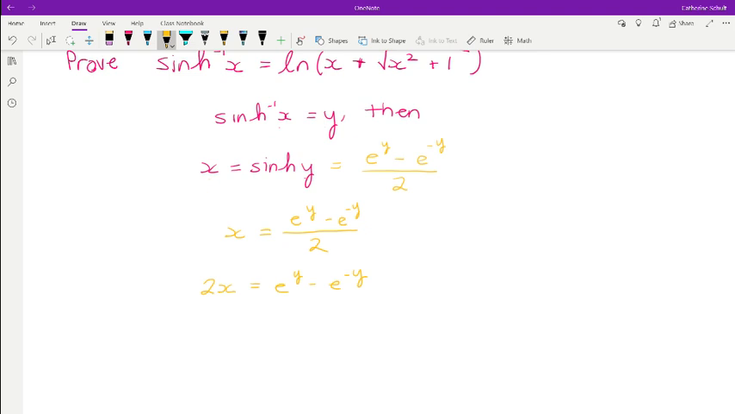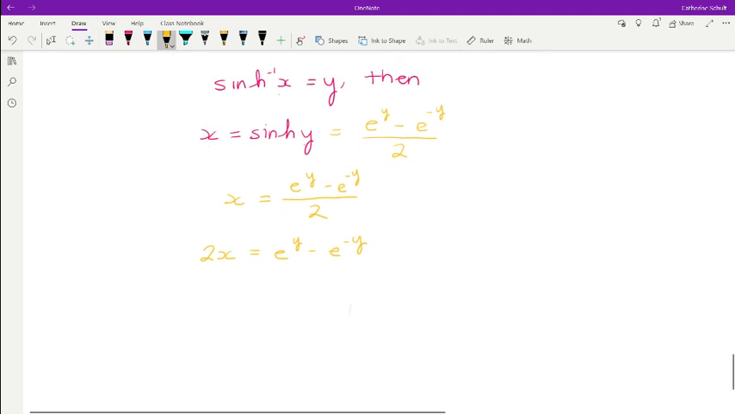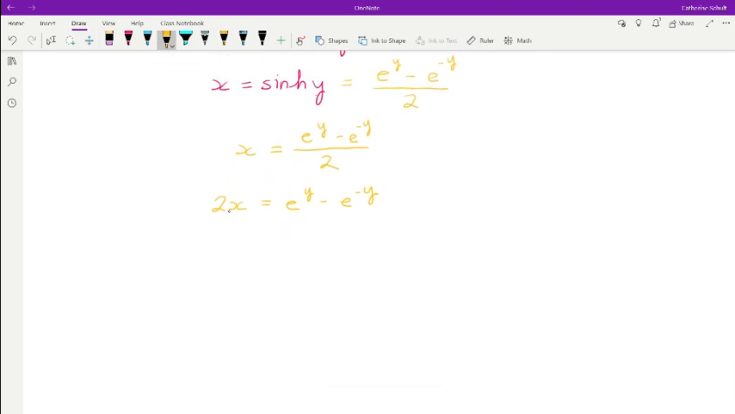And then let's make this 0. So let's subtract 2x from both sides. And I'm going to put everything on the left because that's how I like it. Okay, so we're subtracting 2x. Okay, so we make one side 0.